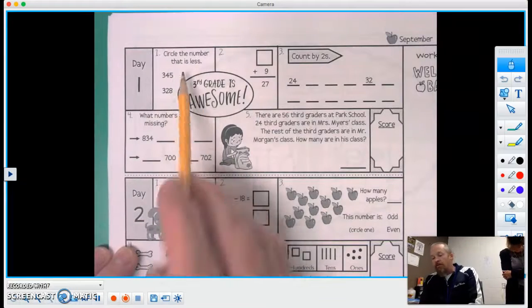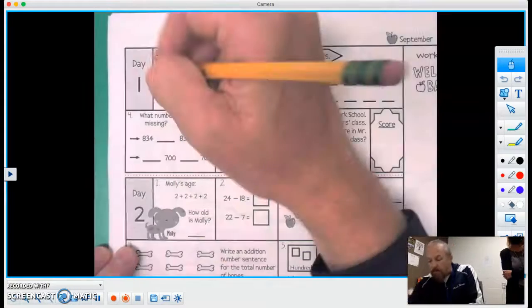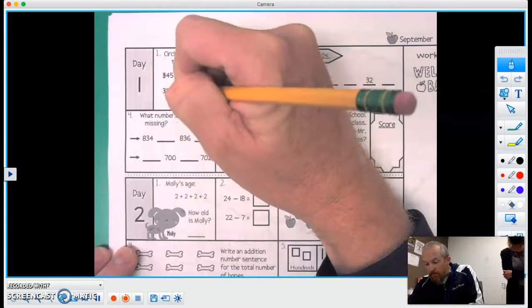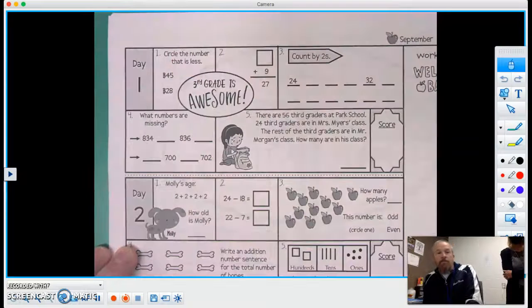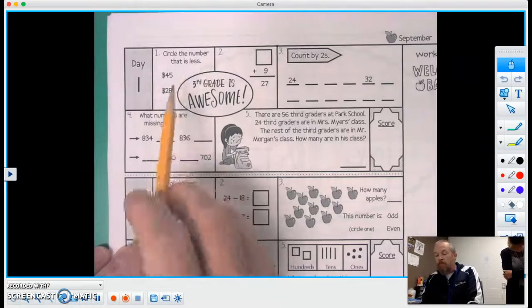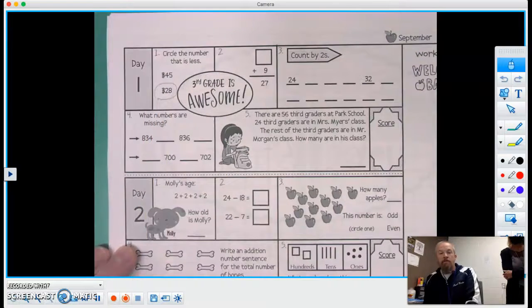Circle the number that is less. So we can go ahead and cross those both out at 300, and you'll see that 28 is less than 45, so circle the number that is less, 328.